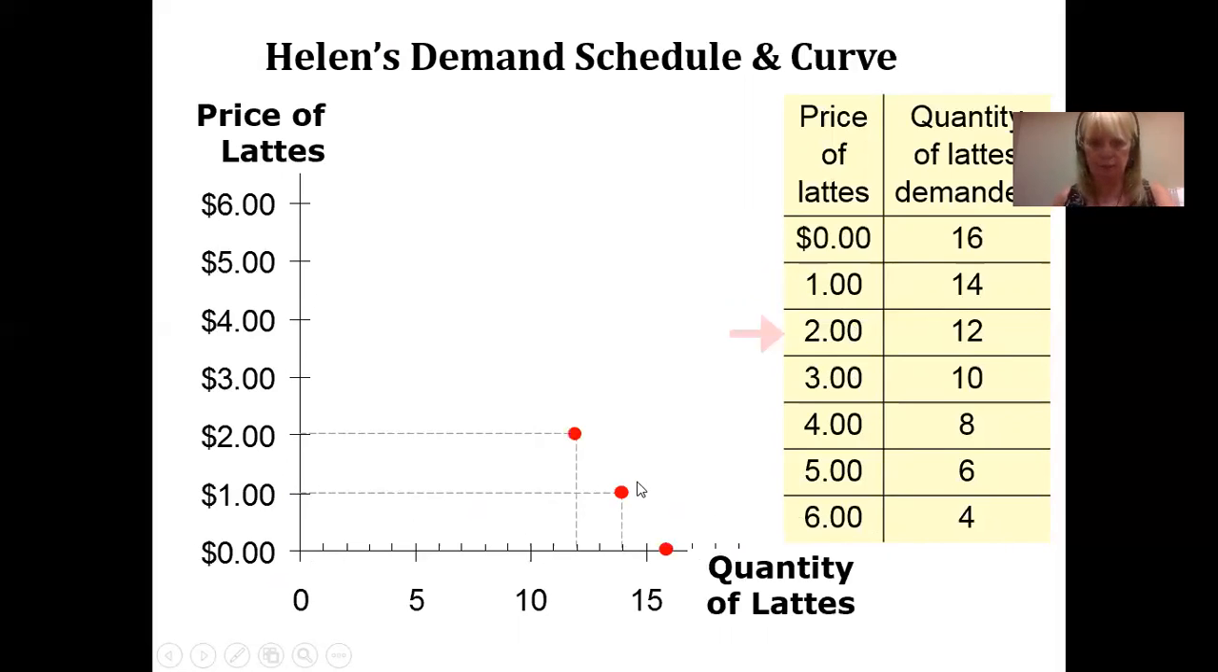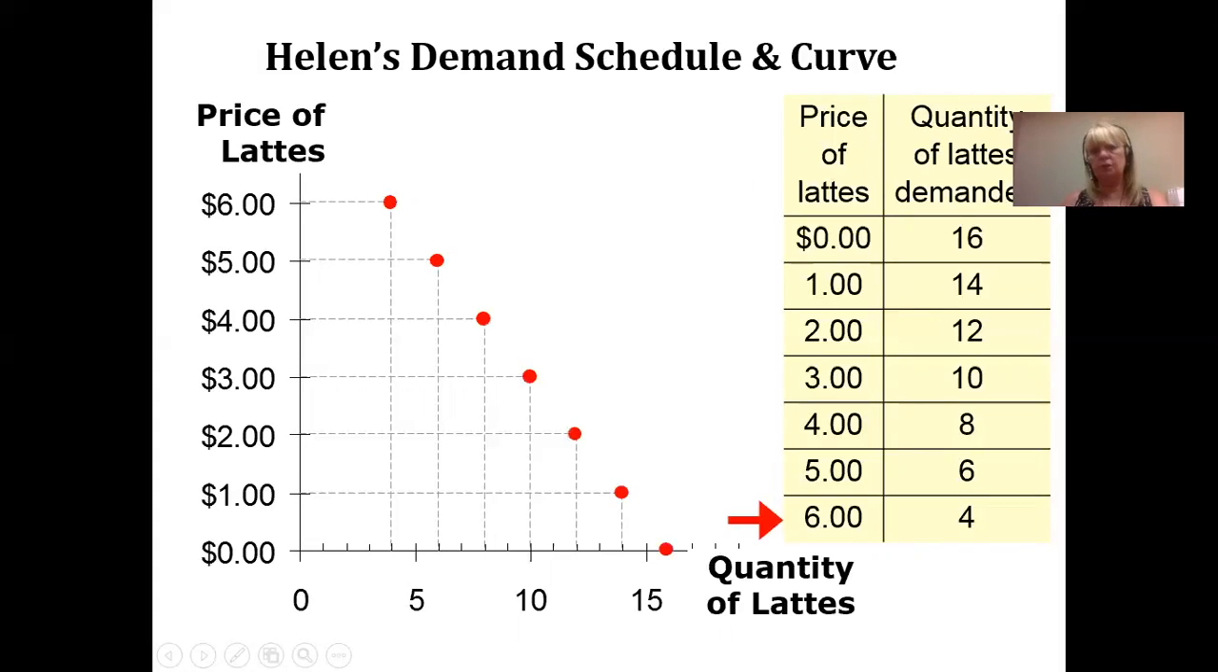So our next point, $2, we go up to $2 and then over to 12, and that's where our point is. $3, up to $3, over to 10, this is where our point goes. 4, up to $4, over to 8, this is where the point goes. 5 and 6. So now we have all these points.